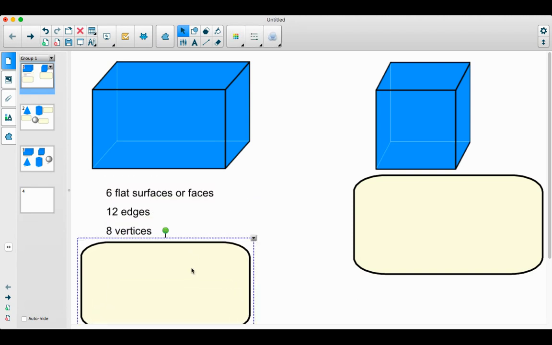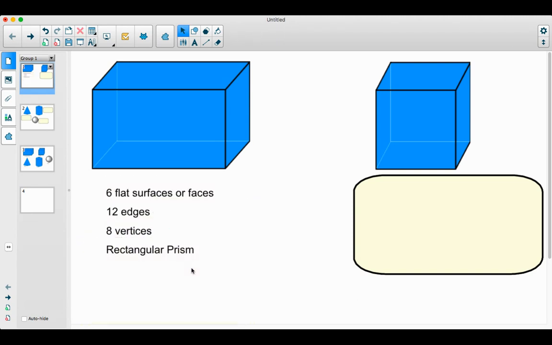It has 6 flat surfaces or faces that are shaped like a rectangle, 12 edges, and 8 vertices. We call it a rectangular prism. Let's look to see what we can find here. So here are the 6 faces. So here's 1, 2, 3, 4, 5, and 6 on the bottom.